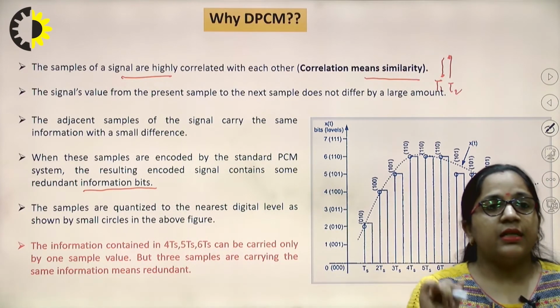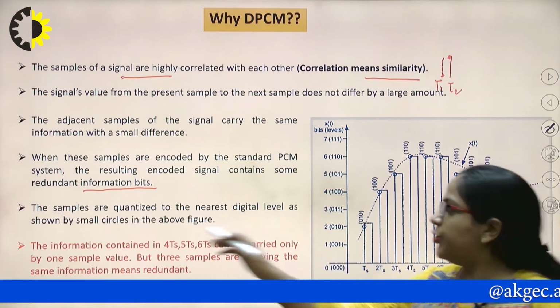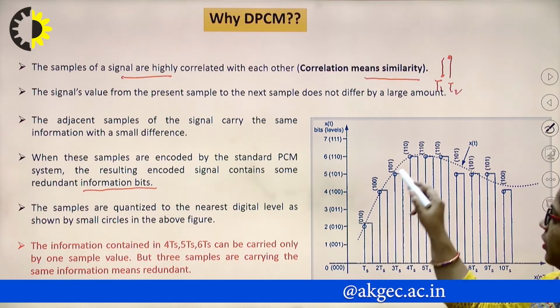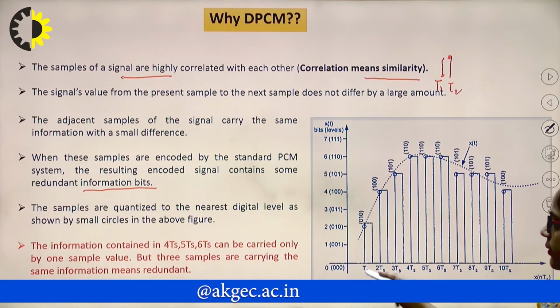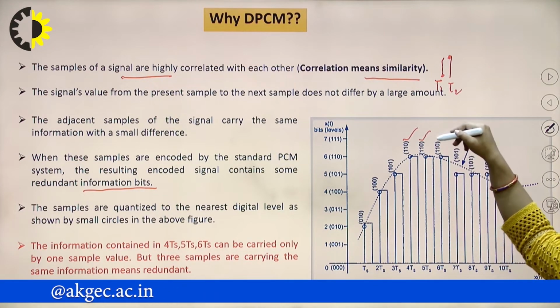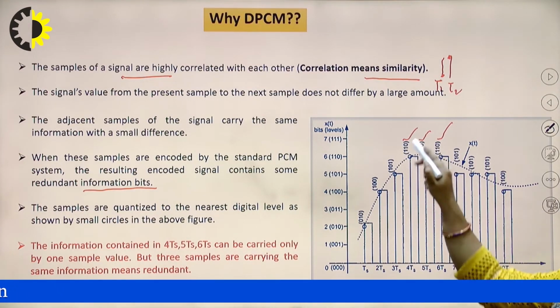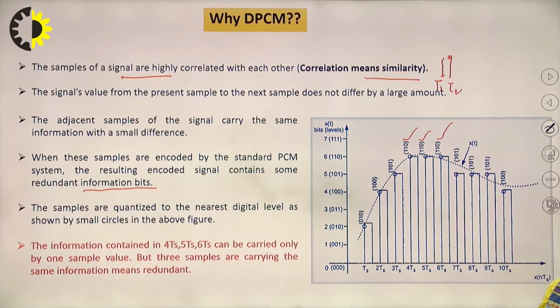So when these samples are encoded by the standard PCM system, the resulting encoded signal contains some redundant information bits. What is the meaning of these redundant information bits? We will discuss. The samples are quantized to the nearest digital level as shown here in this particular figure with the help of these two small circles. So in this particular figure, what we can observe is that at 4 Ts, at 5 Ts and at 6 Ts, these three samples are containing the same information: 110, 110, 110.